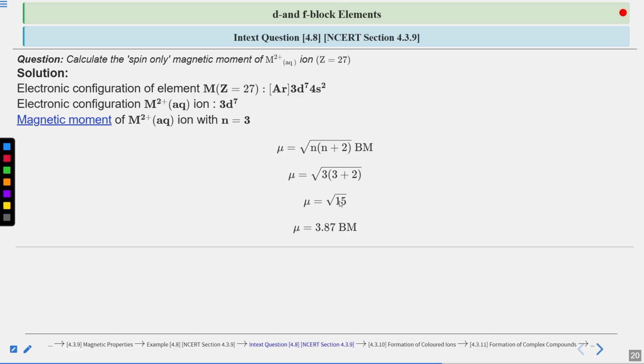magneton. This you can also find out if I help you: we know under root 16 is 4, right? 4 times 4 is 16. So under root 15 is only 1 less than under root 16. So it is kind of close to the value 4. So it's going to be 3.8 or 3.9. Okay. So mu is going to be 3.87 Bohr magneton.